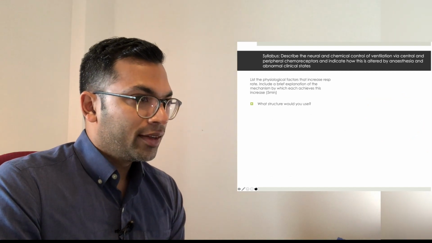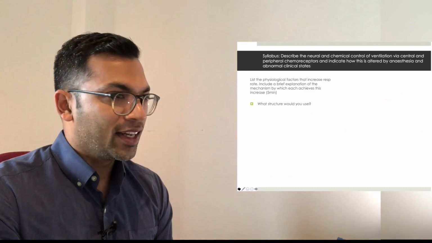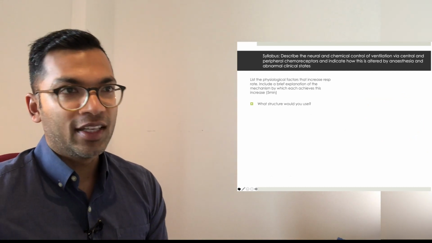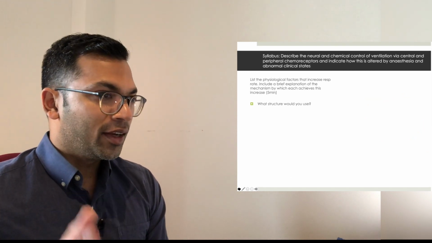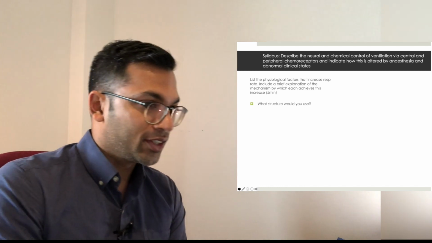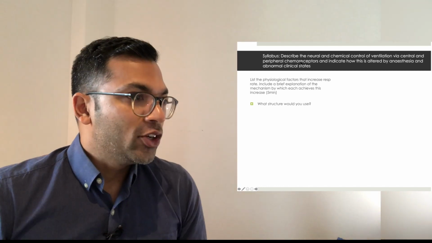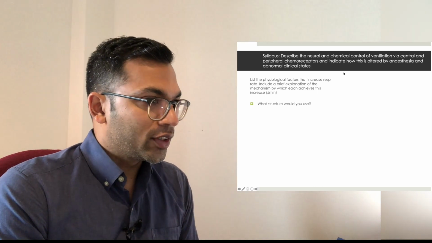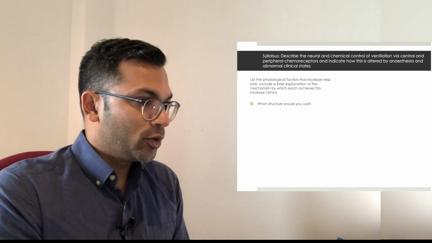Good. And this will be one of the, so that ends kind of the anatomy type stuff. I thought we'd just get through that quickly and ask some interesting points about each of those bits of the anatomy: diaphragm, chest wall, and pulmonary vasculature and the circulation. And then this next syllabus point is describe the neural and chemical control of ventilation via the central and peripheral chemoreceptors and indicate how this is altered by anesthesia and abnormal clinical states.